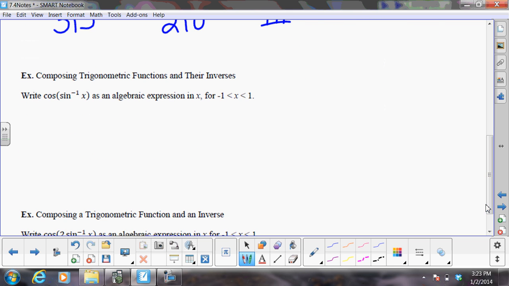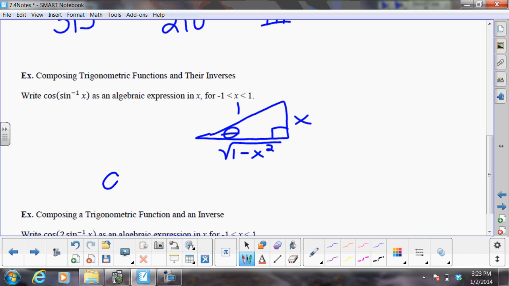It says write the cosine of arcsine x as an algebraic expression. So I'm going to draw a right triangle again. If the arcsine is x, that's opposite over hypotenuse, right? To make x a fraction, it's x over 1. The third side would be the square root of 1 minus x squared. Everyone good so far? Then this is theta. So if we want cosine theta, that's what we're really looking for. This is equal to the adjacent side over the hypotenuse. So it's just the square root of 1 minus x squared.